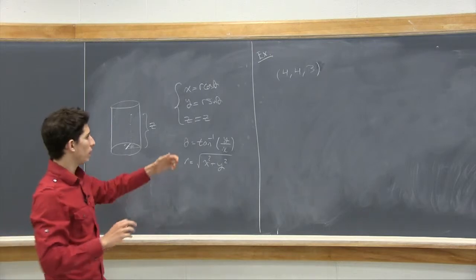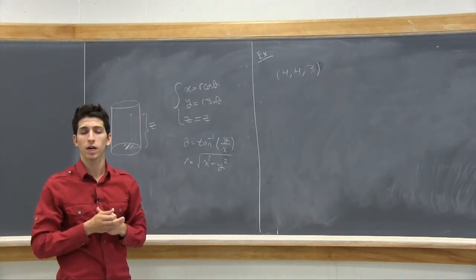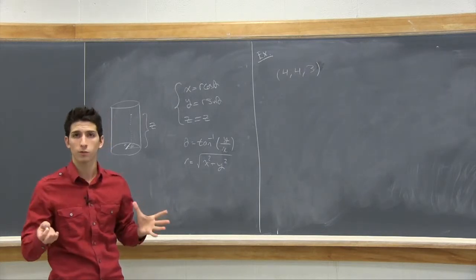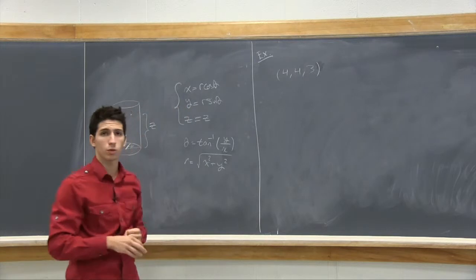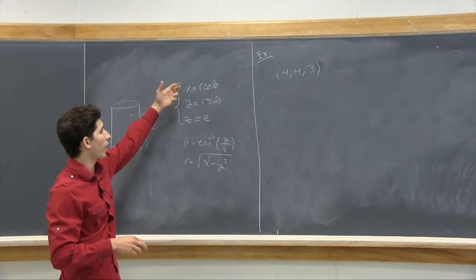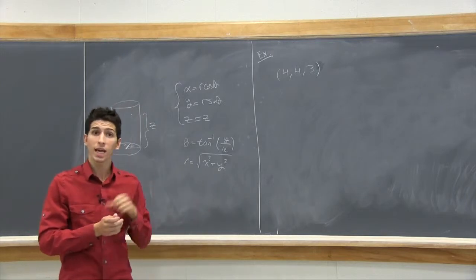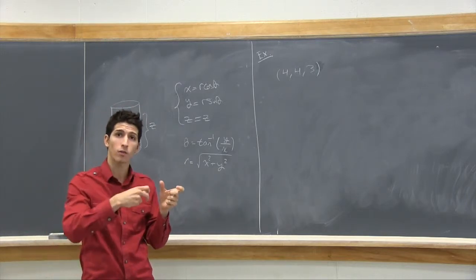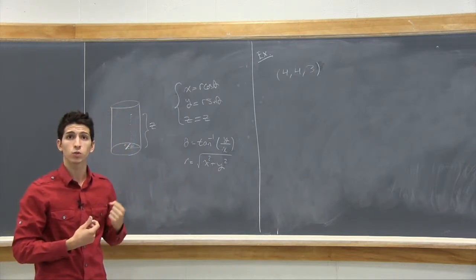The good news is that the z just equals z. It's just like the z in our Cartesian coordinate system, so we don't have to worry about it. So in fact, everything is identical to the polar coordinate system. So we have our x, that's r cosine theta, and y is r sine theta, and theta is the inverse tangent of y over x, and r is the square root of x squared plus y squared.